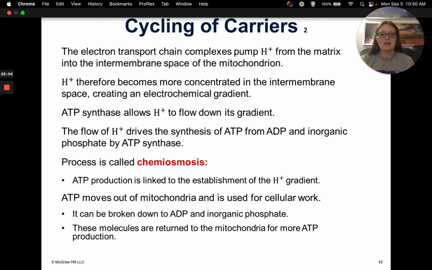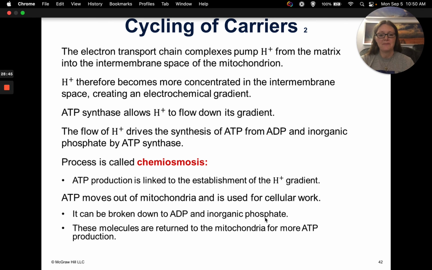When this happens, it's going to go through that ATP synthase again. Those hydrogens are going to flow through, and it's going to balance it back out, and that ATP synthase is what is going to spin to make ATP out of ADP, adenosine diphosphate. This process is called chemiosmosis, where we are concentrating materials and we are trying to fix that concentration by sending those hydrogen ions through that ATP synthase. ATP moves out of the mitochondria and is used for cellular work. It can be broken down to ADP and a phosphate, and the ADP and phosphate can be used over and over again.